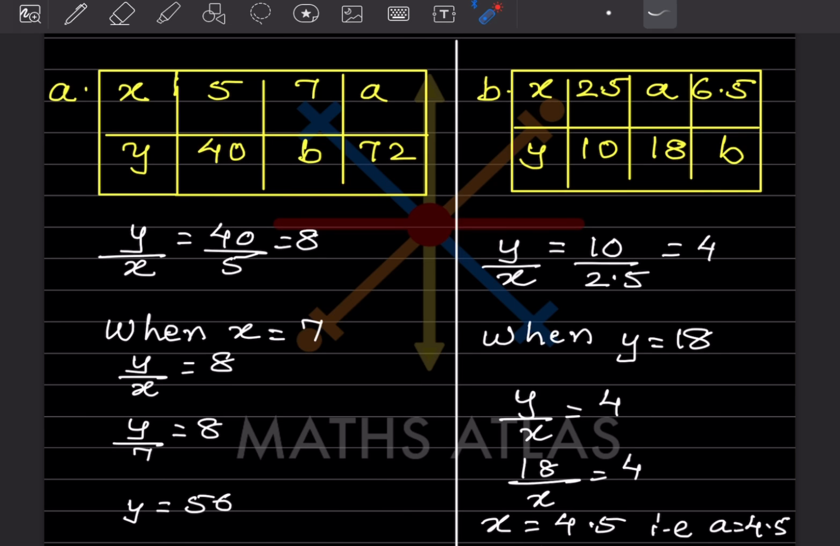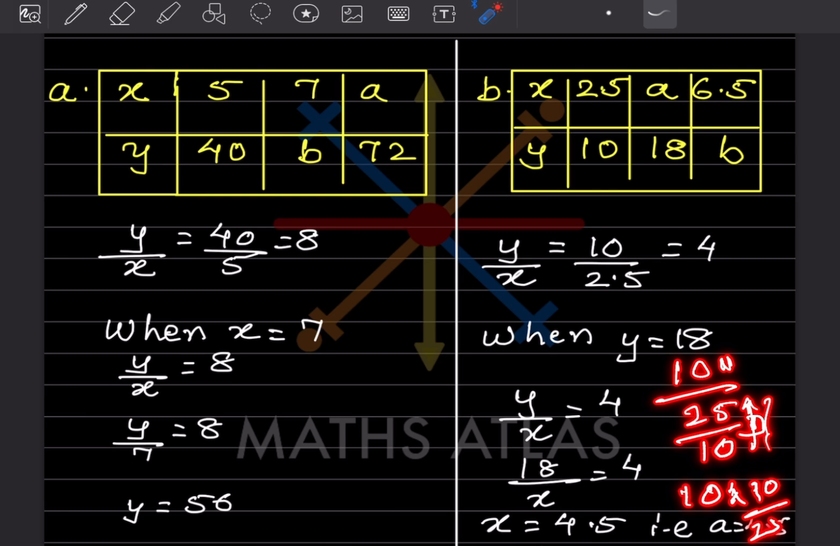Y by x, this is 10 by 2.5, which is going to be 4. So I'll show you how to do this part without using a calculator, because that is in a decimal. So 10 divided by 2.5 means we can write 25 divided by 10. Now this is the numerator, this is the denominator. So that will be 10. This denominator will get flipped over, so that is going to be 10 by 25. So this will be 100 by 25. So 25 ones are 25, fours are 100, the answer is 4.